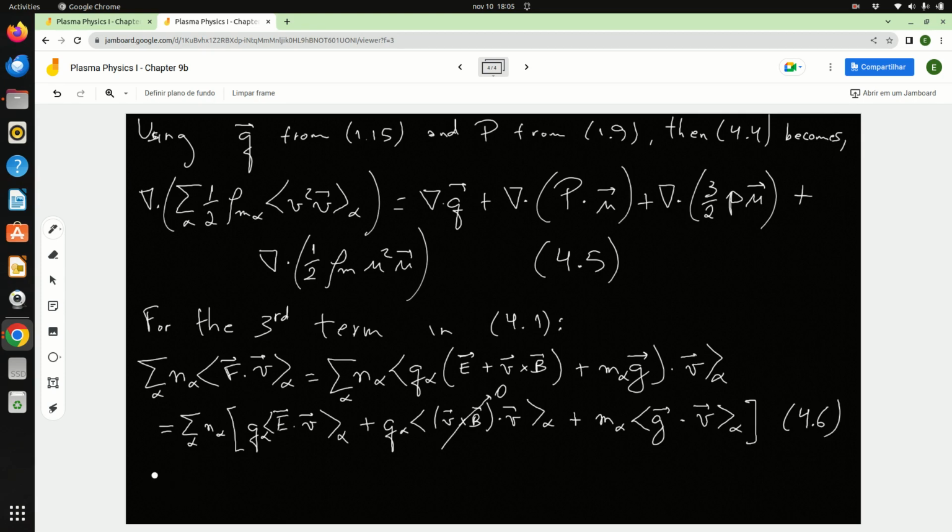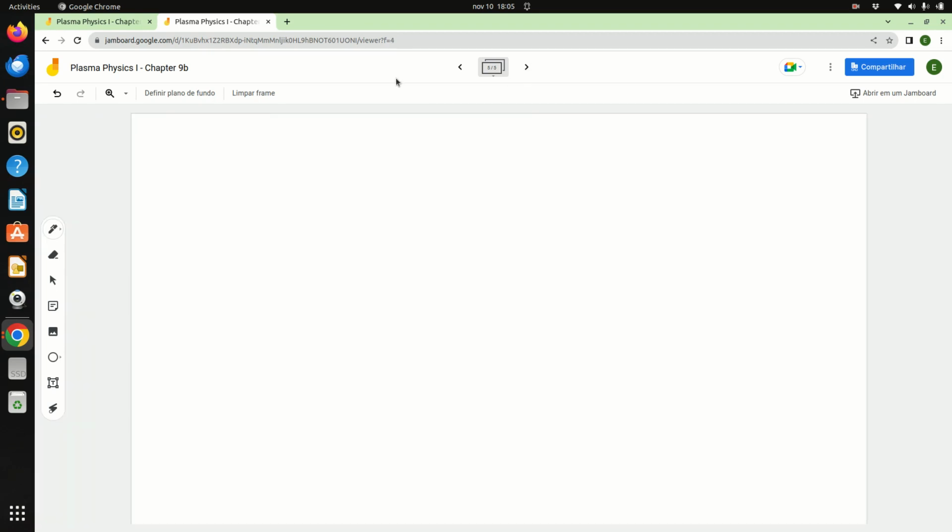Now we are going to use this identity from previous results, and also the fact that the average of the electric field is the same as E, because it's not a function of alpha, so you can just write E here. So this is actually this, right? And the same for gravity. Then we end up with this expression here.